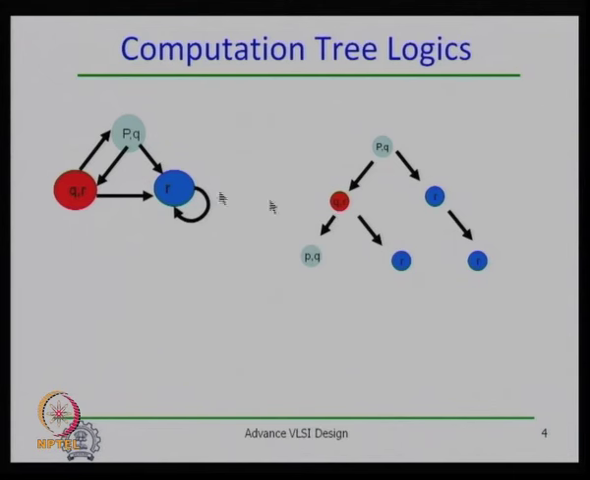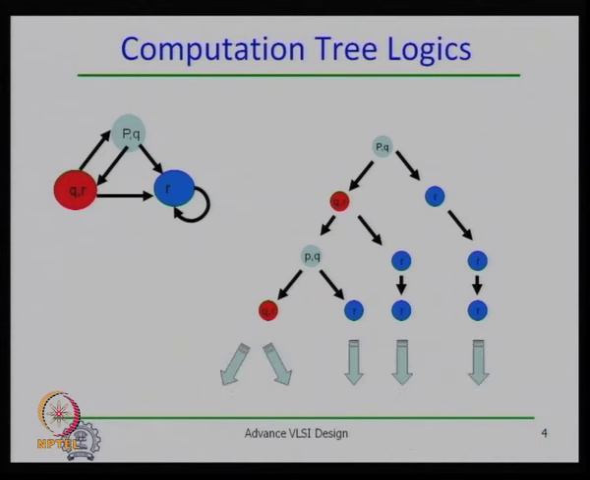If you are in state R, then you can only stay in state R. In this way you can generate the computation tree, which is infinitely long. This infinitely long tree is also of infinite width, so it keeps on growing.